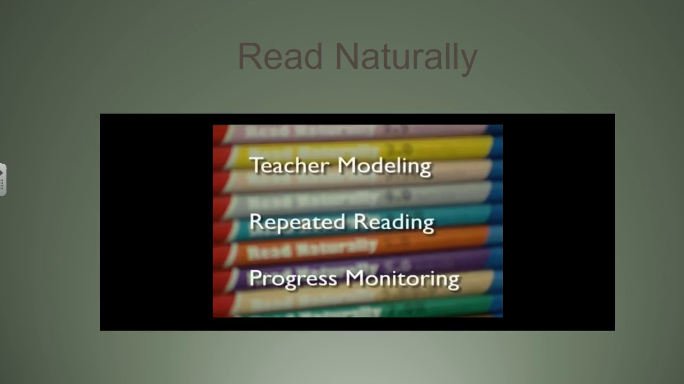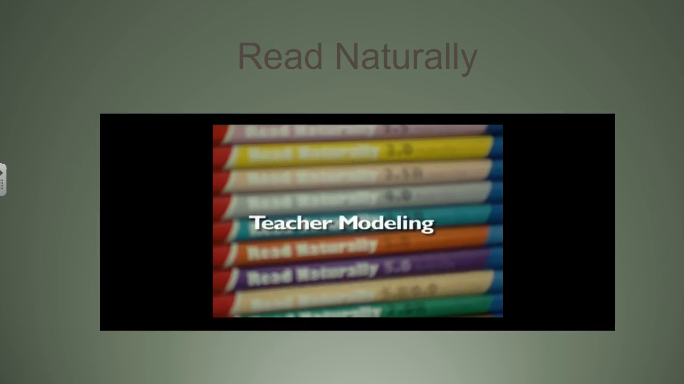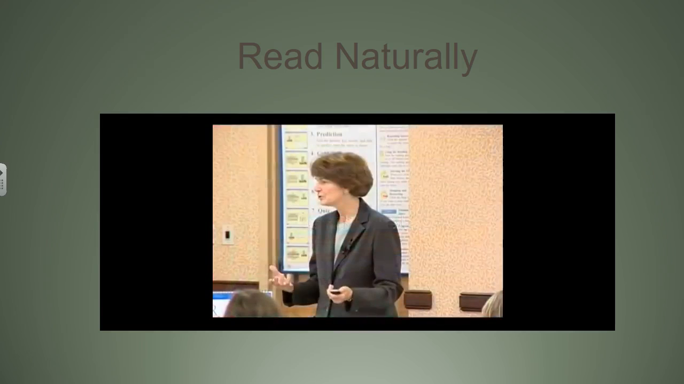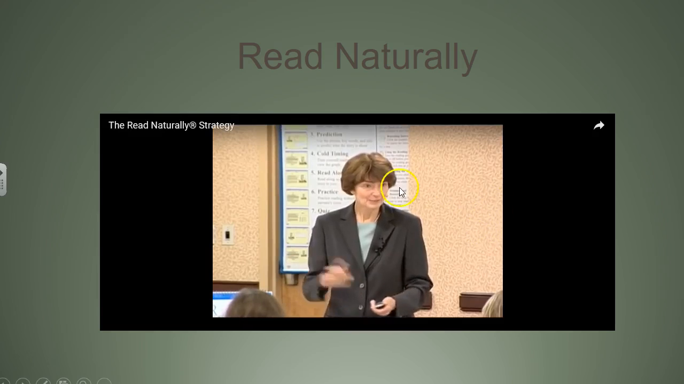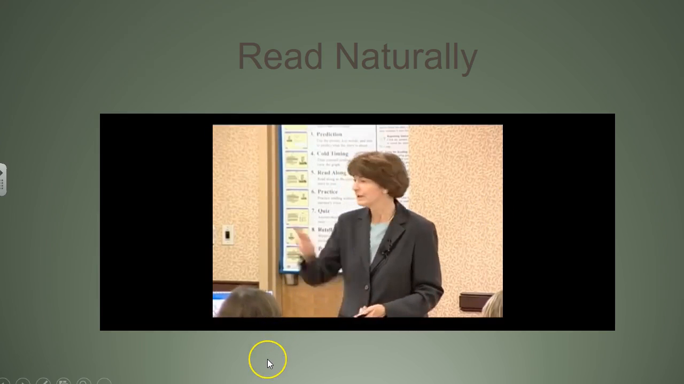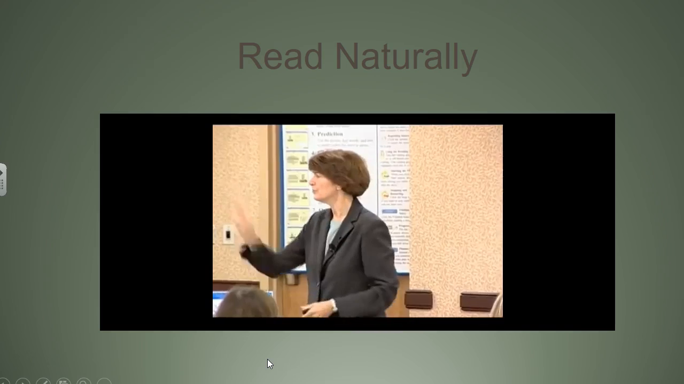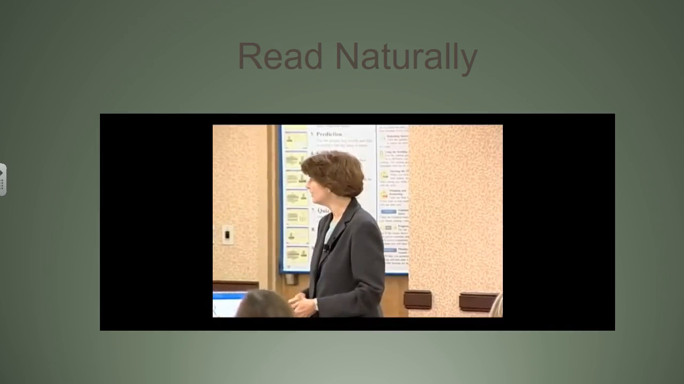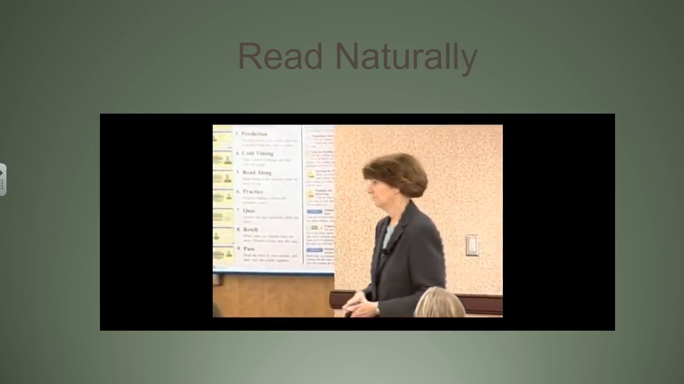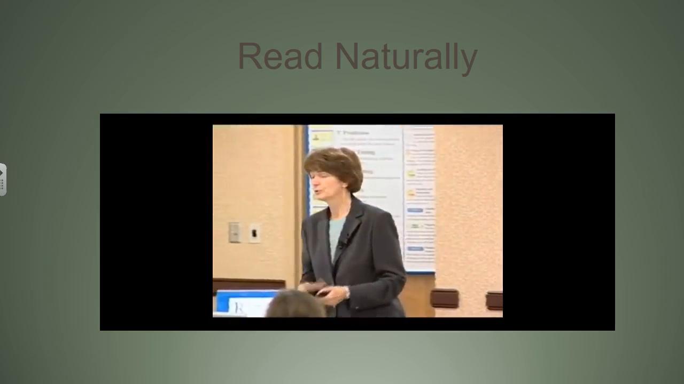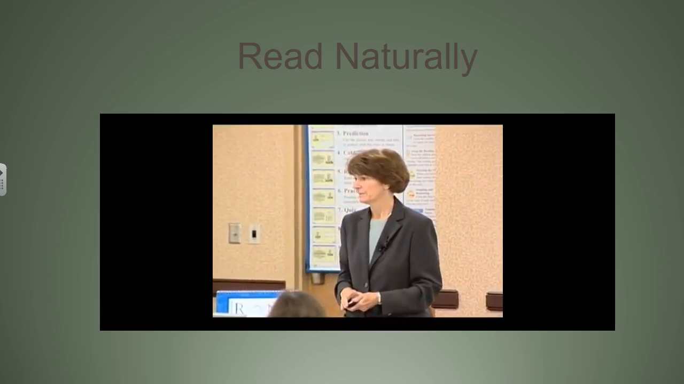Read Naturally combines 3 research-proven strategies to explicitly teach reading fluency. The first of these strategies is teacher modeling. We all do this. You read for your children and they read something back. Teacher modeling. They read better because they heard you read it. You might pair yourself with the child and you read right along with them and they'll be better at that. Or you might pair a good reader with a poor reader. Choral reading. All these methods help children to become better readers.